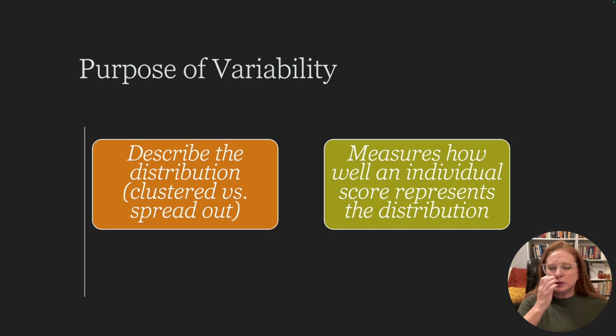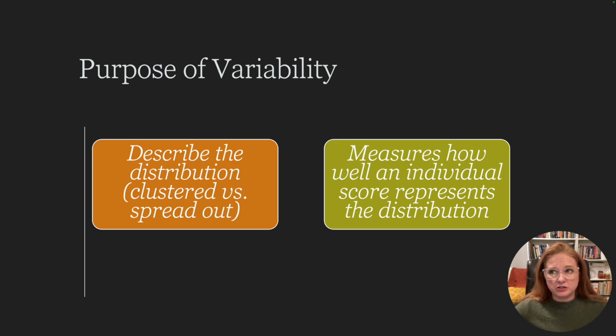Okay, so what is the purpose of variability? One, it definitely does describe the distribution, clustered versus spread out. It also measures how well an individual score, so one raw score, represents the distribution. And this is where it starts to talk about, okay, well, if it's all over the place, right? If it has high variability, one score really probably won't accurately represent a lot of the other scores.